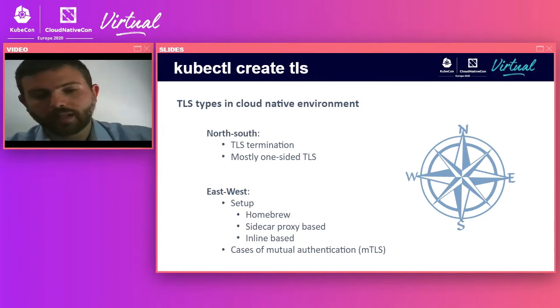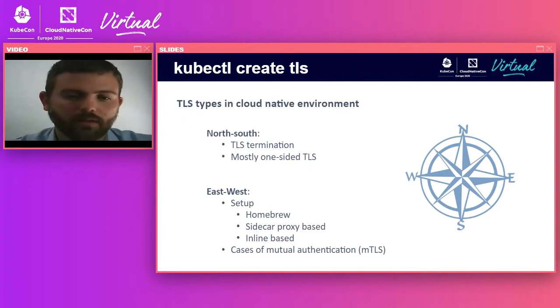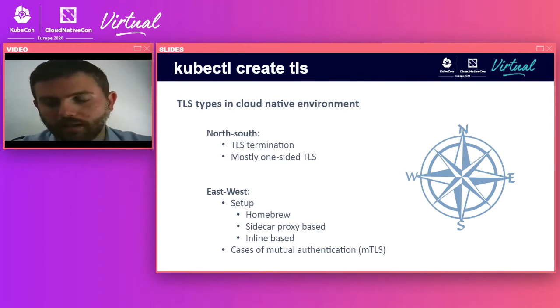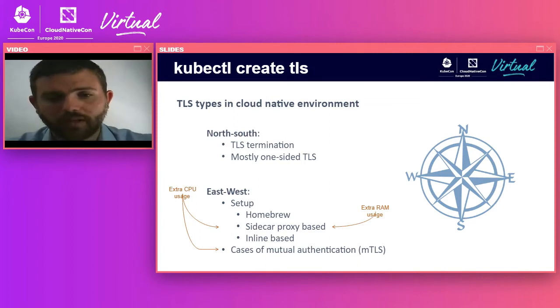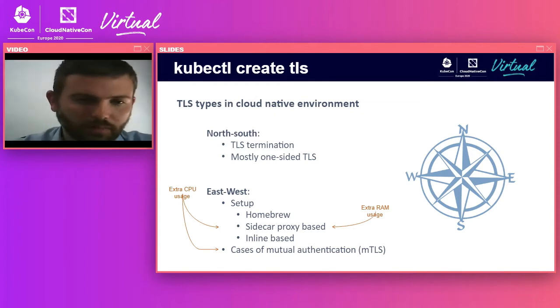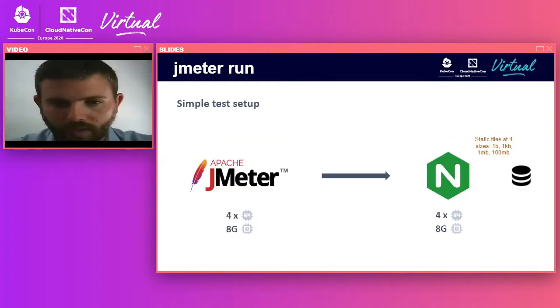Okay, well, in this east-west case, we see more dominance of the mutual TLS use case, where both services which are talking to each other authenticate themselves to each other. And we have to know here that mutual TLS adds extra CPU usage because of the secondary authentication, and the sidecar proxy adds extra RAM and CPU usage to the system.